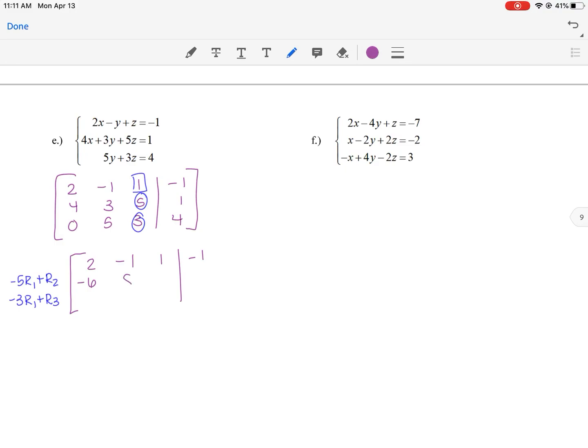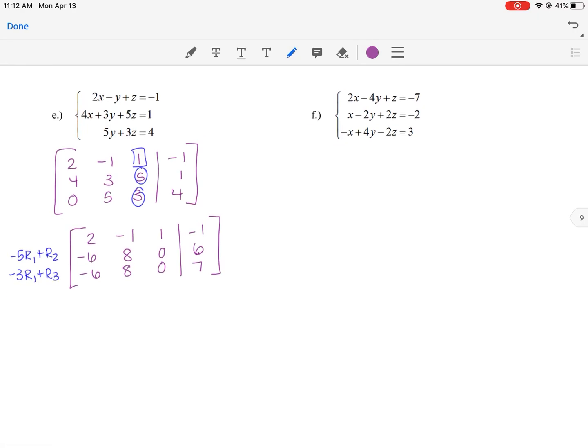So the top row hasn't changed at all: 2, negative 1, 1, negative 1. But now negative 5 times 2 is negative 10 plus 4 is negative 6. Negative 5 times negative 1 is 5 plus 3 is 8. Negative 5 times 1 is negative 5 plus 5 is 0. Negative 5 times negative 1 is positive 5 plus 1 is 6. Now we've got negative 3 times 2 is negative 6 plus 0 is negative 6. Negative 3 times negative 1 is positive 3 plus 5 is 8. Negative 3 times 1 is negative 3 plus 3 is 0. Negative 3 times negative 1 is 3 plus 4 is 7.